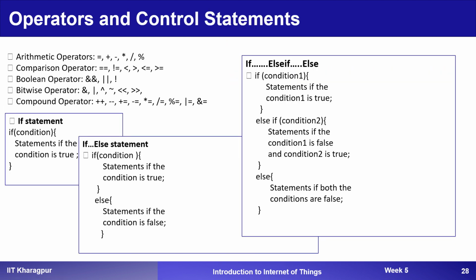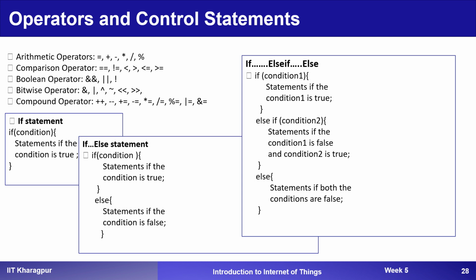Now the operators and the control statements which are used in Arduino. There are various kinds of operators, such as arithmetic, comparison, boolean, bitwise, and compound operators. In arithmetic, there are equal to, plus, minus, multiply, division, modulus. For comparison, equal to, not equal to, less than, greater than, less than or equal to, greater than or equal to. Then boolean operators: and, or, not. Bitwise and compound operators are also there. These are similar to operators used in other programming languages.